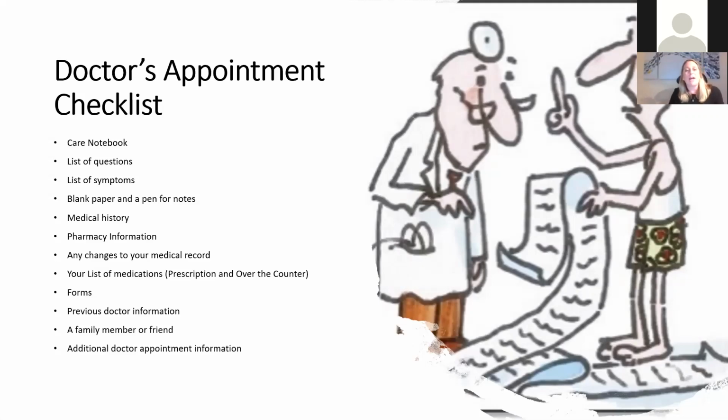I would say a family or friend. I know with COVID that's different. I'll go over that in a minute. And additional doctor appointment information if there's something that I'm not listing here that you think that you need. Like I said, I have a paper care notebook that houses all my son's medical information, but some people like to use apps, do what's best for you.